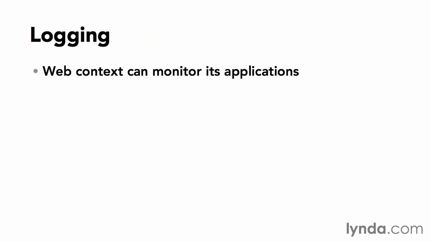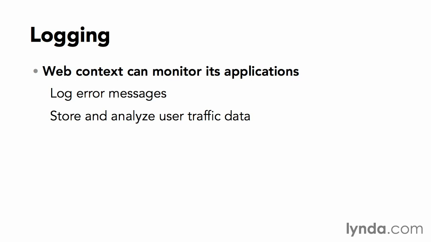In keeping with its function as a wrapper for web applications, the web context also contains functions for monitoring the performance of applications. Depending on your implementation, it might log error messages, store and analyze user traffic data, monitor latency, and more. As with resources, it makes the most sense to store logs within the web context since it is independent of the individual applications and can easily aggregate data from all of its components.